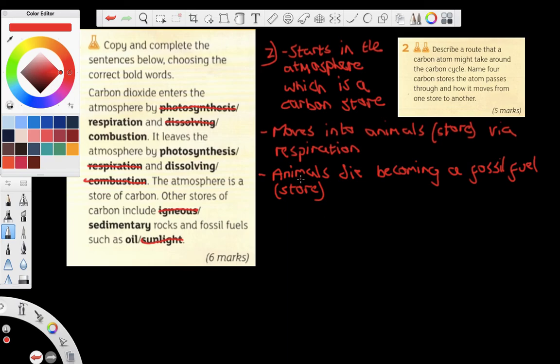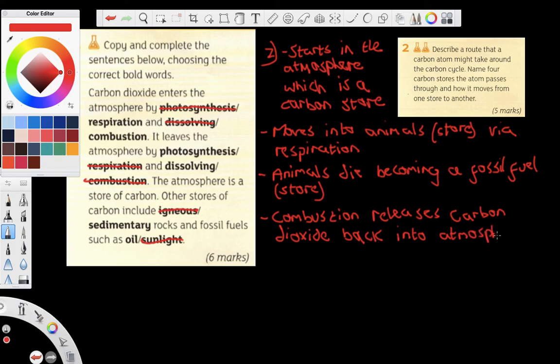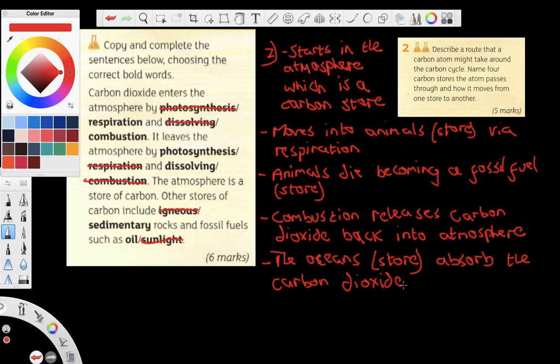Combustion releases the carbon dioxide back into the atmosphere. You could have then said that the oceans, which is a store, absorb the carbon dioxide by dissolving.